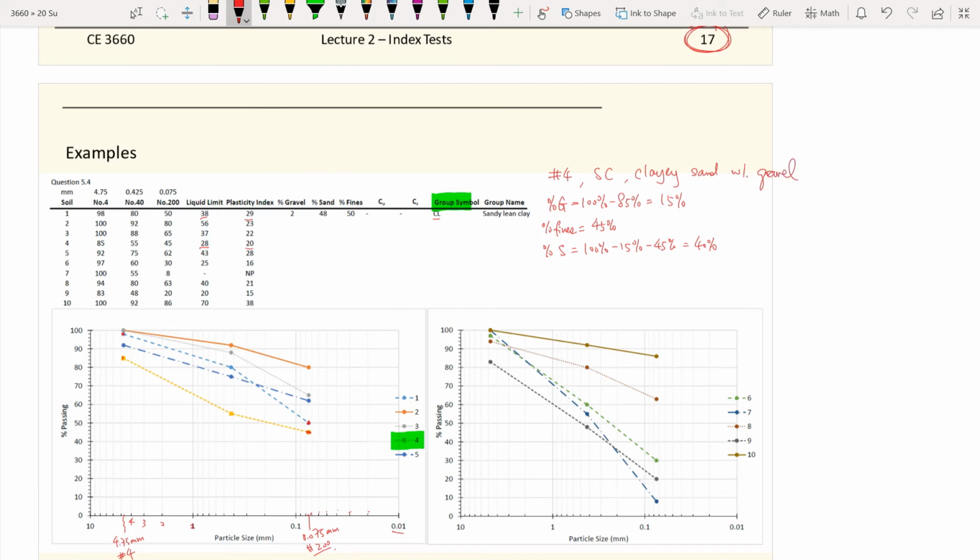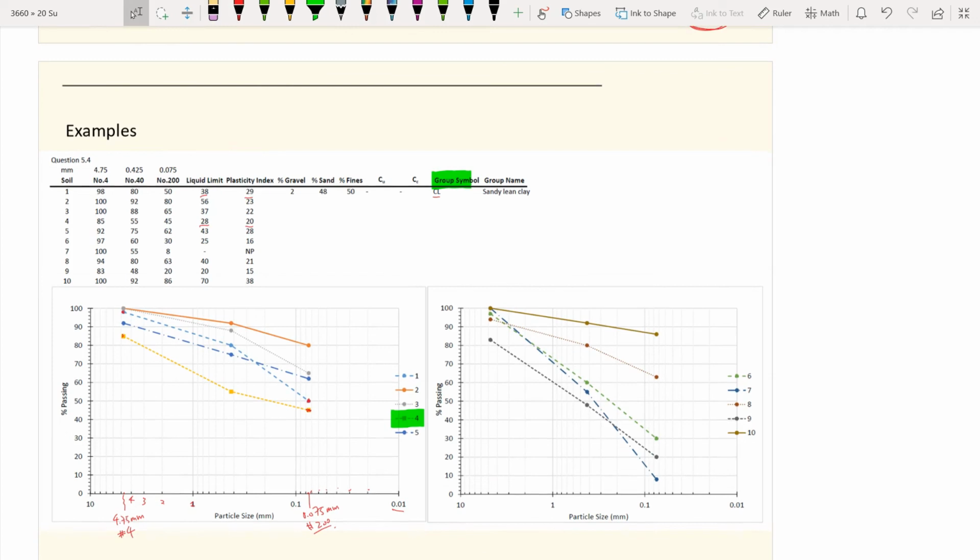So this is the group name. So at the end of the day, this is the answer. All right, I think we can try one last example together. Let's do example number 7 together.